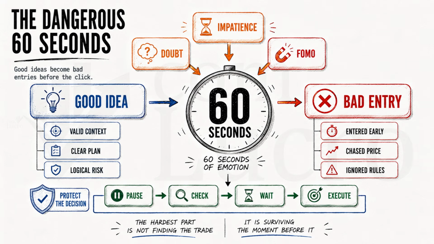So let us get started. Before we touch a single chart, understand this. The hardest part of trading is not finding the trade. It is surviving the 60 seconds before you take it. That is when doubt, impatience, and the fear of missing out do their real damage, and where most good ideas quietly turn into bad entries.